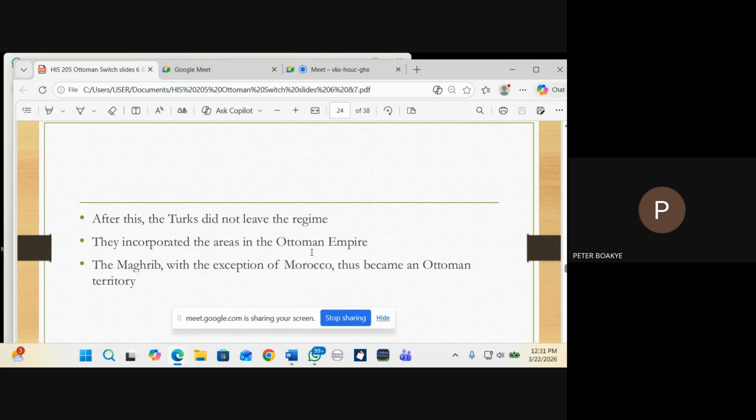Now, after the defeat, one would think that they would exit, they would go back. The Turks did not leave the region. They incorporated the areas into the Ottoman Empire. They added it to the Ottoman Empire. That explains how the Maghreb, with the exception of Morocco, became an Ottoman territory.